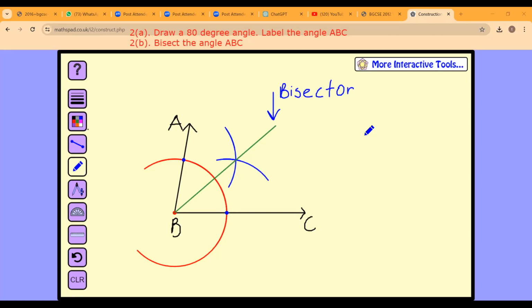And after that, we do the same thing for line BC. We take the compass and draw another arc, and then after that, we bisect the angle. And then after that, we check to see if it measures 40 degrees. Very good.